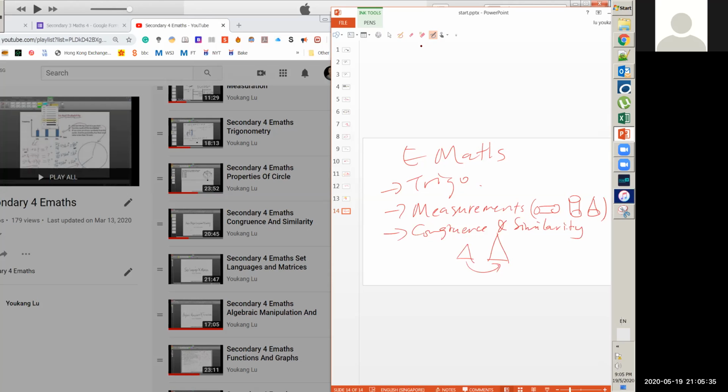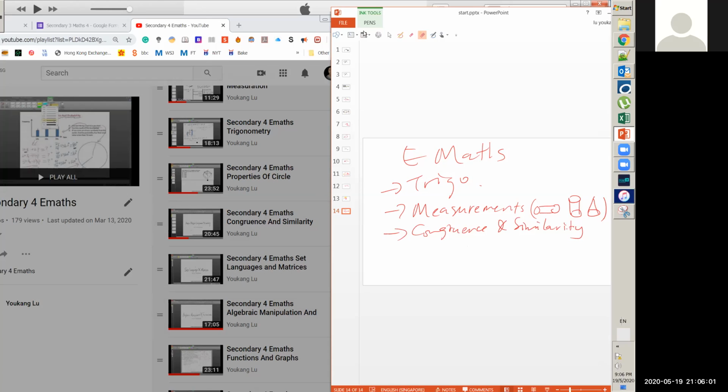Then that means you can also try already. Since your holiday homework has this chapter, that means you'll be tested. So you should also do congruence and similarity. When you don't understand those questions, you can ask me in the next lesson.